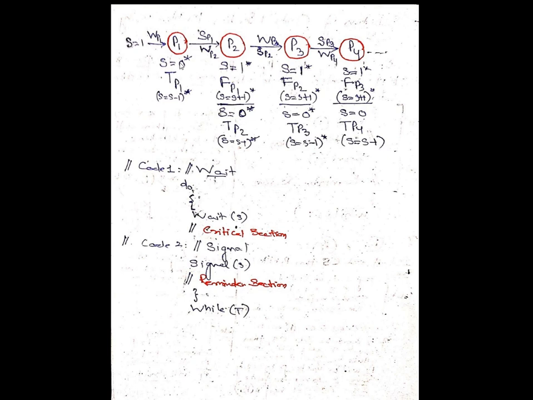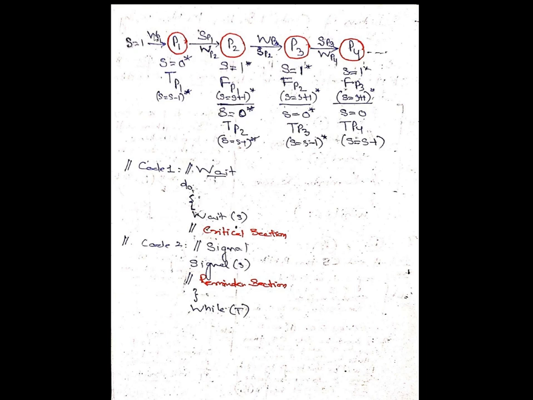Sorry, S is equal to 0 case. So 0 plus 1 is 1. So automatically the process is going to false. That means the process is making this particular process P2 active. When P2 is active here, that means P1 is inactive and P2 is active.